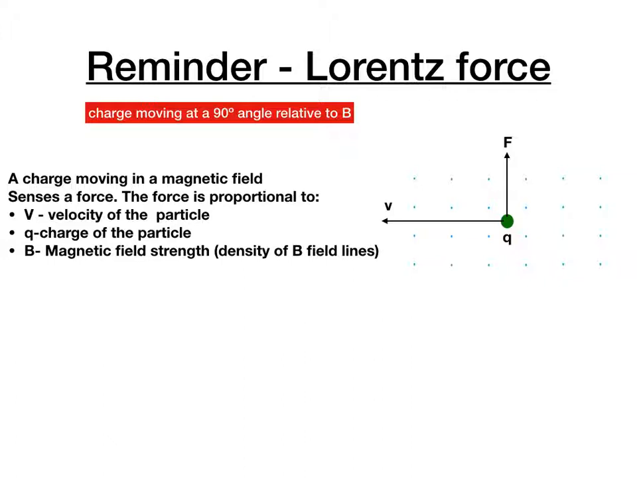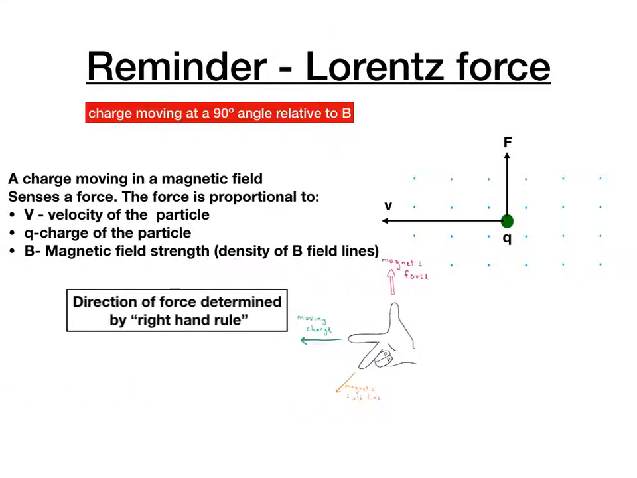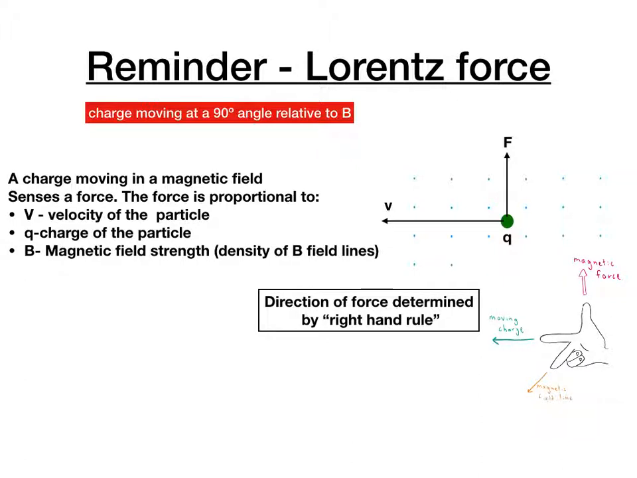Let's recall what the Lorentz force is. When you have a charge that's moving at a 90 degree angle relative to a magnetic field B, there is a force which is proportional to the velocity of the particle, the charge of the particle, and the strength of the magnetic field, which is the density of the field lines. The direction of the force is given by the famous right-hand rule. When your index finger is pointing towards the direction of the velocity and your middle finger points towards the magnetic field, the Lorentz force will be in the direction of your thumb.